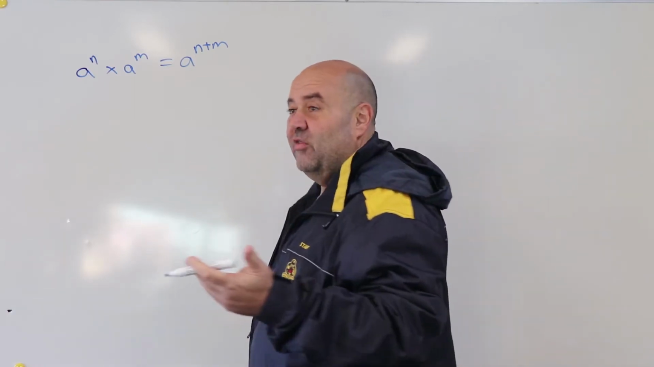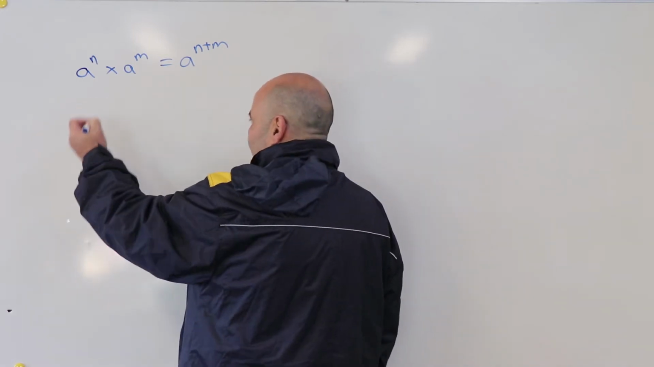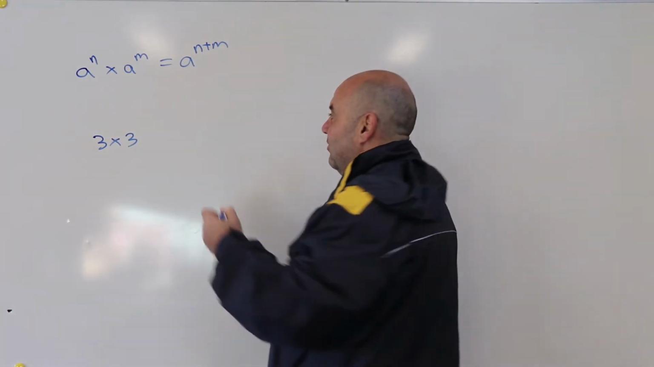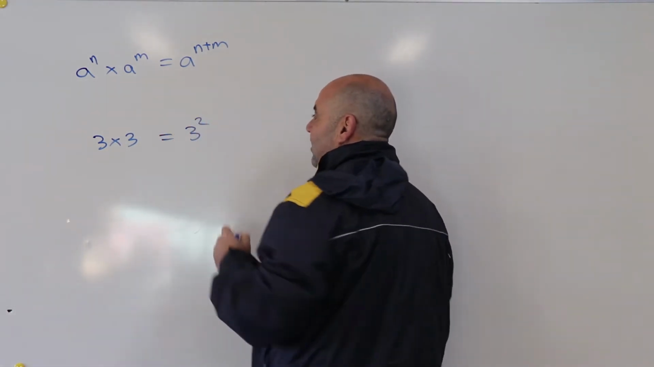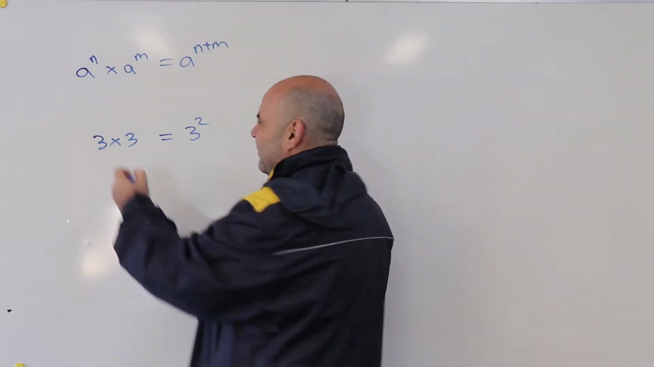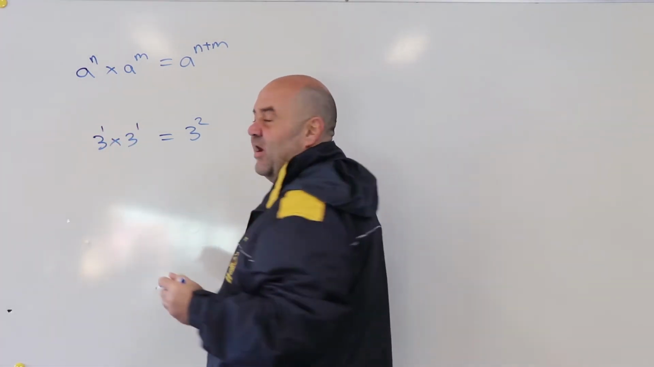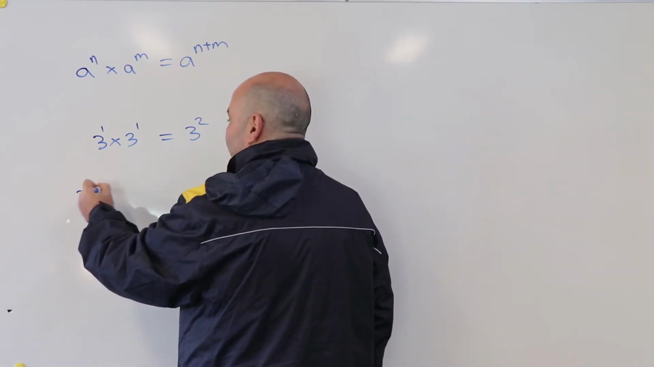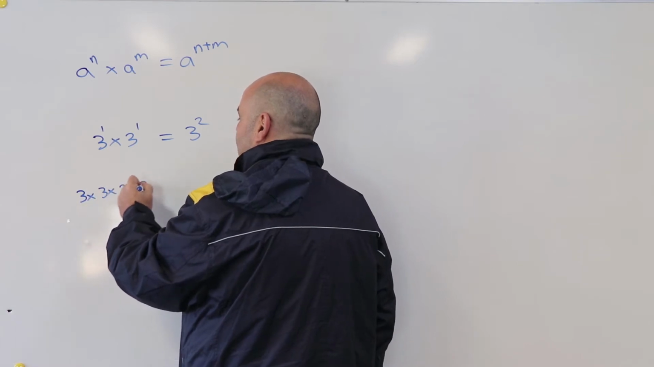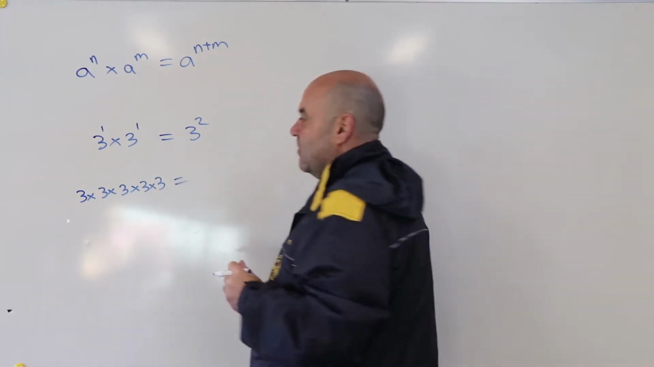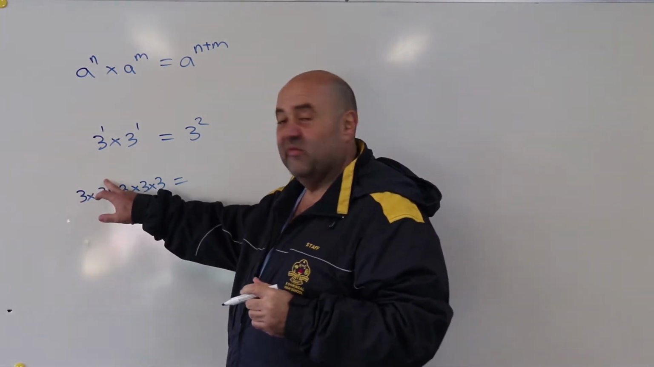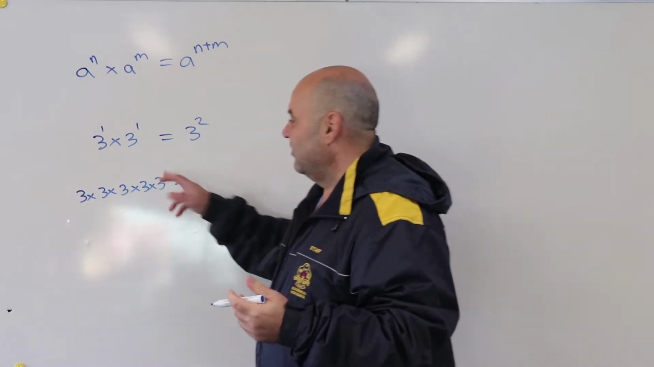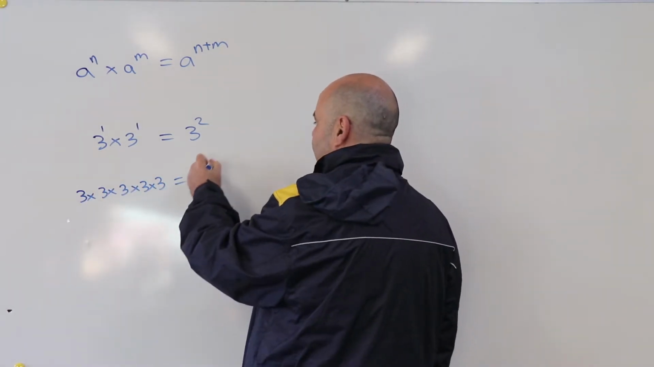It's because we know that if we say, for example, 3 times 3, well, that means 3 squared. Well, what's 3? Well, 3 is 3 to the power of 1. Times 3 to the power of 1 is 3 to the power of 2. So if I have 3 times 3 times 3 times 3 times 3, well, that's 3 to the power of 1 times 3 to the power of 1 times 3 to the power of 1 times 3 to the power of 1 times 3 to the power of 1. If I count up all of those, there are 5 of them. That's 3 to the power of 5.